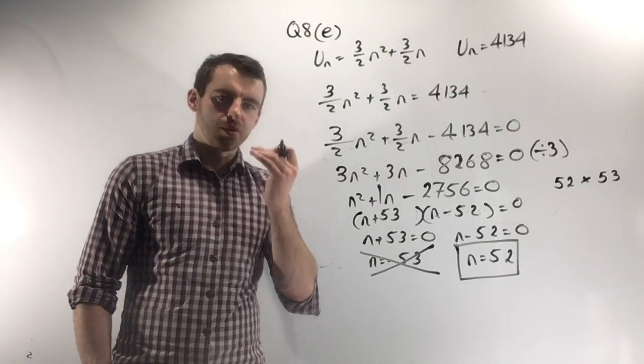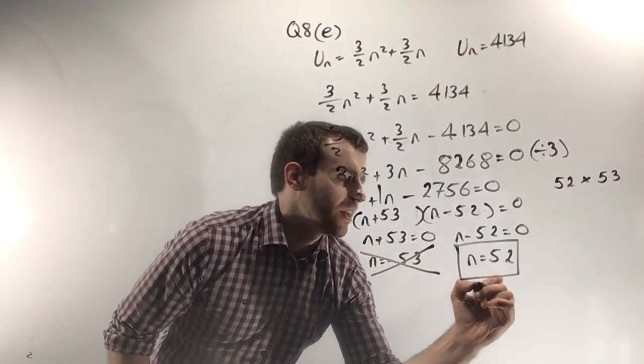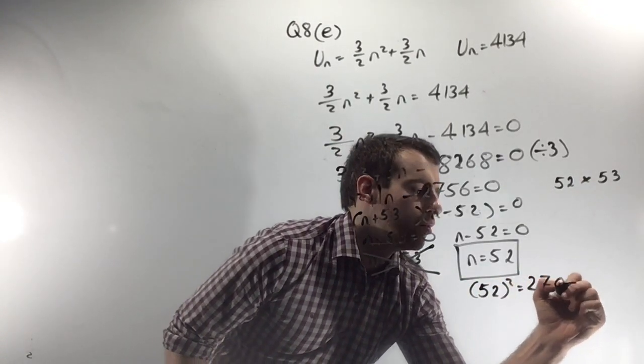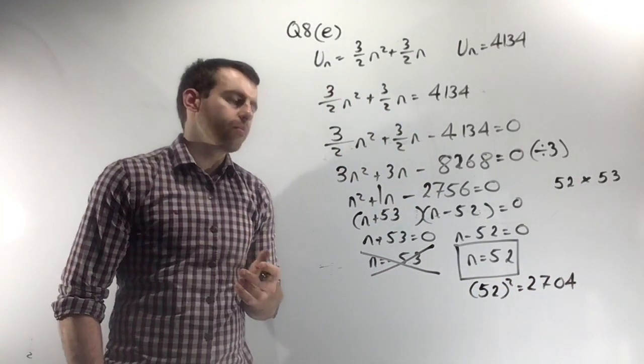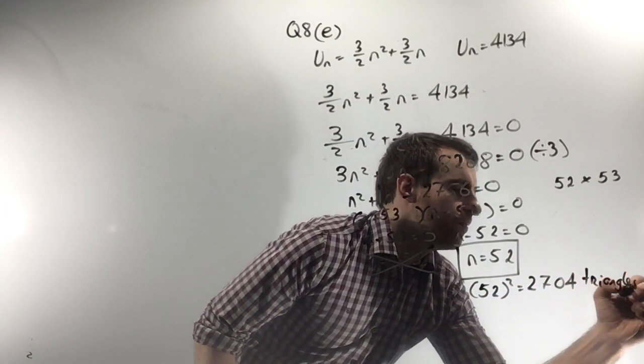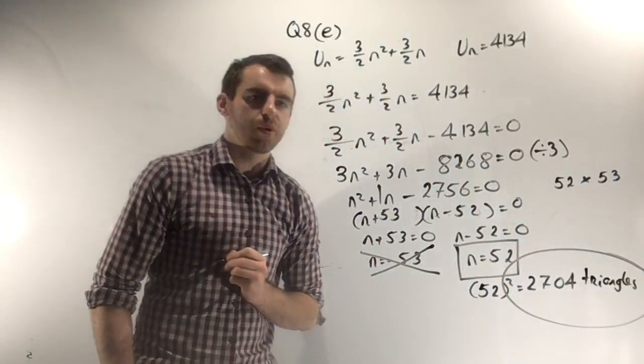The third one is 3 squared, which is 9. The 52nd one is going to have 52 squared, which is 2,704. The 52nd pattern obviously has 2,704 triangles. And that's the full marks for the last part of this question.